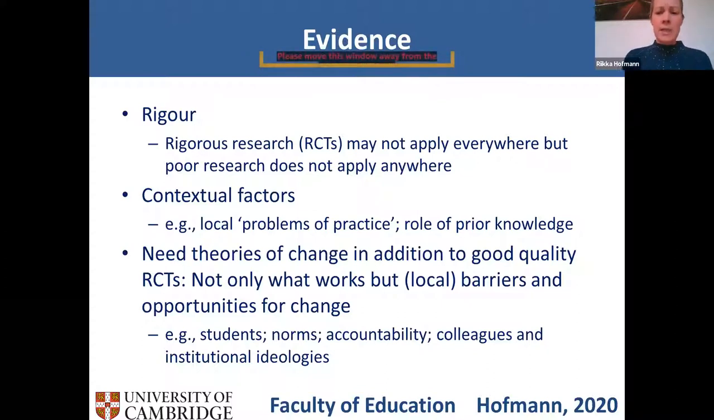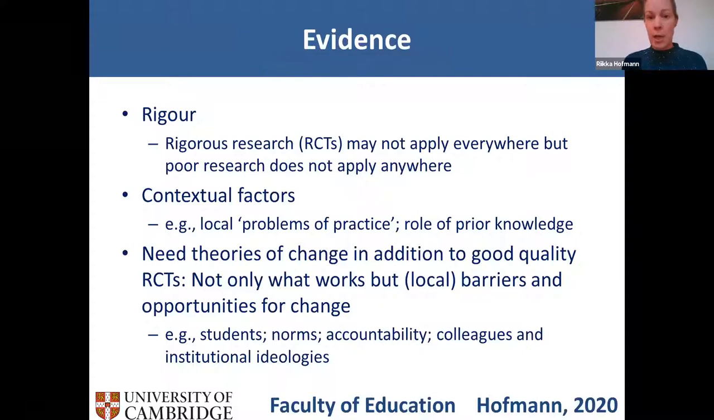What we need then is not only high quality randomized controlled trials and other experimental evidence, but we need theories of change. We need to know not only what works, but what might be the local barriers and opportunities for change. For example, with regard to students and their prior knowledges, but also their normative expectations of medical education and practice. The accountability systems that are relevant to practitioners within that local setting that shape what they are able to do and what new interventions they are able to take on. And the norms that influence colleagues and institutional ideologies that impact how people can work together with each other in any specific locality.